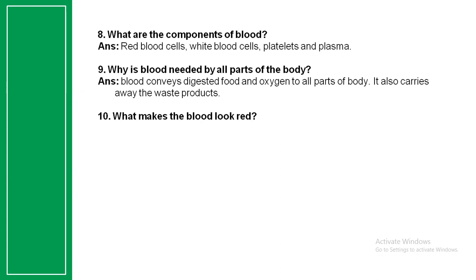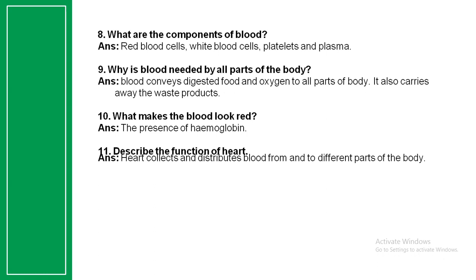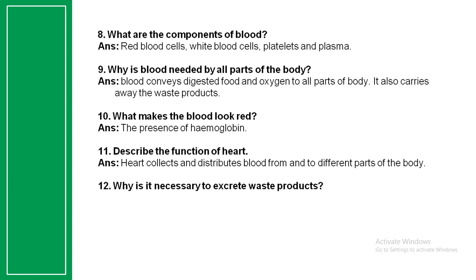Next one is: what makes the blood look red? Because of the red color pigment named hemoglobin. So here is the answer. Next one is: describe the function of the heart. So the heart's main function is to collect the blood from the body and distribute it to the body. मतलब collect भी करना है and distribute भी करना है. एक मार्क पे पूछा जाए तो. Otherwise, if it is asked in 4 marks, then you have to describe this whole process, the working of the heart.